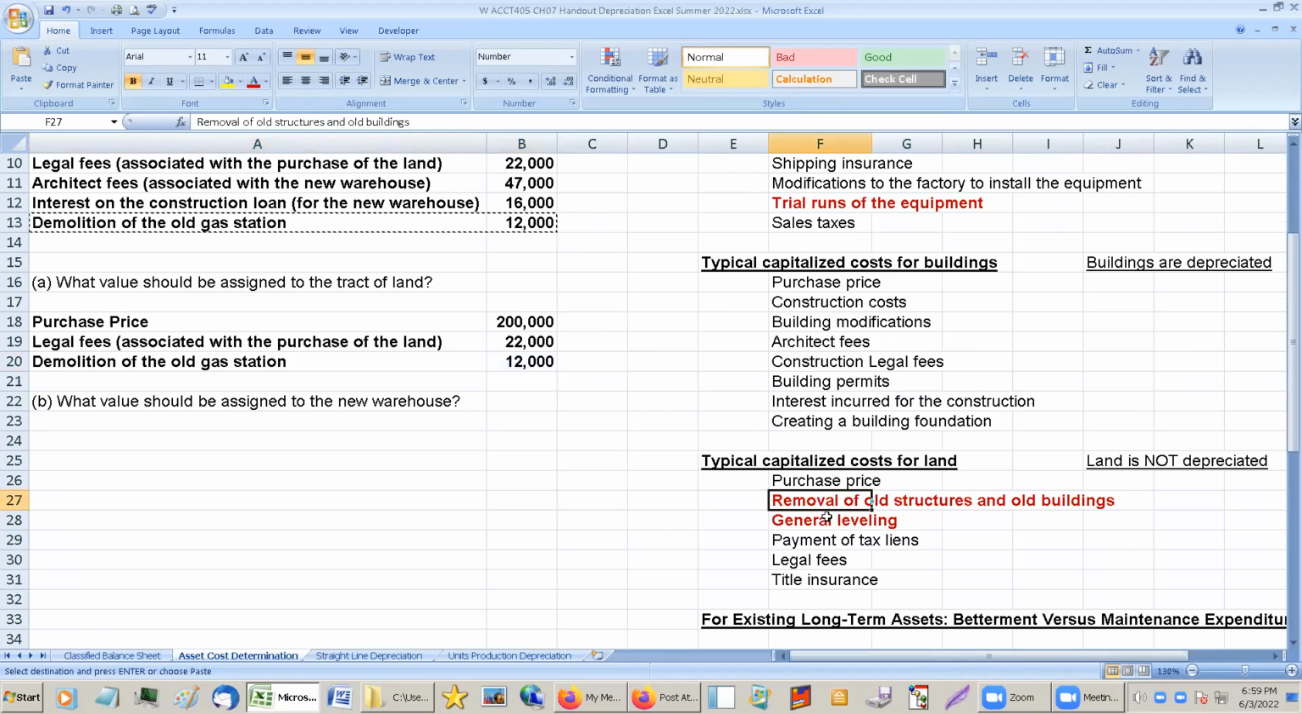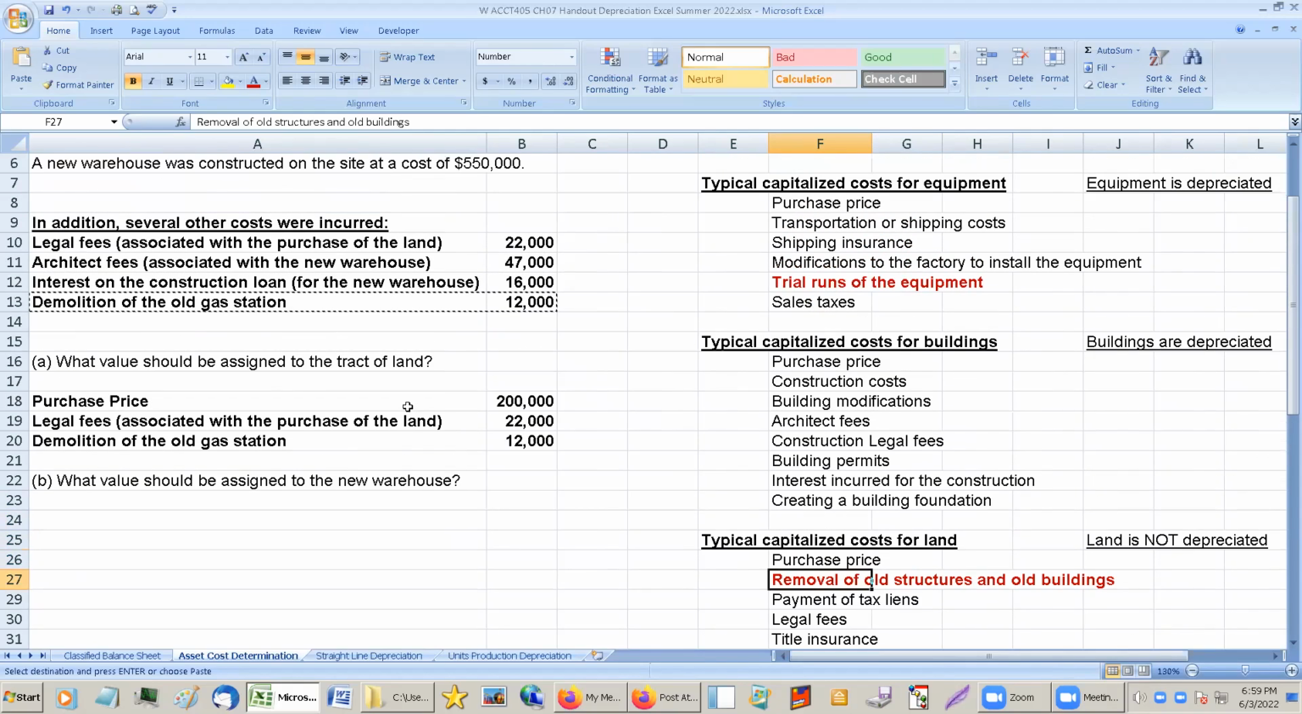That's this. So the two ones that are a little bit unusual for the land is if you have to remove an old structure, that goes into the cost of the land. And general leveling of the land. If it's specific, it goes into the building. But if it's general leveling, it goes into the cost of the land.